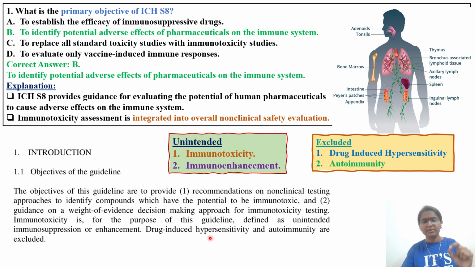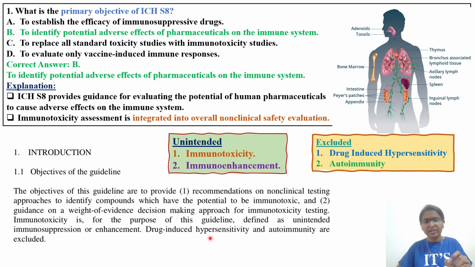Drug-induced hypersensitivity. There are certain drugs, for example penicillins or beta-lactam antibiotics, which themselves trigger a hypersensitivity reaction. They might be triggering IgE, IgM; four types of hypersensitivity reactions are there. I have one video on the types of hypersensitivity also. I'll give the description in the link. And autoimmunity: there are certain drugs which themselves will trigger autoimmunity. So those things are also excluded from this ICH S8 guideline.